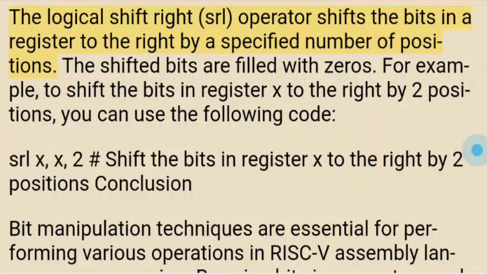The logical shift right (SRL) operator shifts the bits in a register to the right by a specified number of positions. The shifted bits are filled with zeros. For example, to shift the bits in register X to the right by 2 positions, you can use the following code. SRL X, X, 2 # shift the bits in register X to the right by 2 positions.